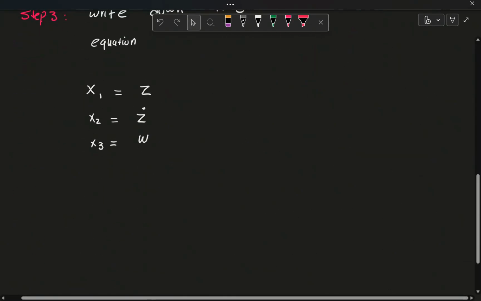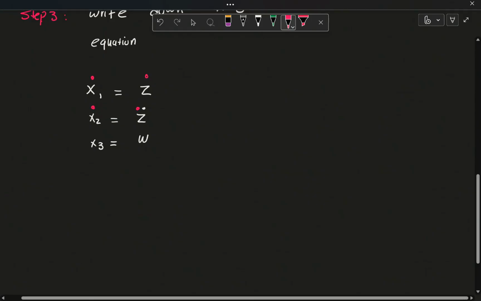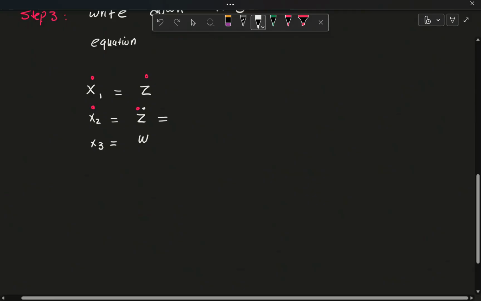So let's go ahead and do that. The first one, I'm going to take the time derivative. x1 dot equals z dot. Well, z dot is not the maximum order derivative for z because I have z double dot. I'm good here. Second equation, x2 dot equals z double dot. Yes, note, z double dot is the maximum order derivative for z.